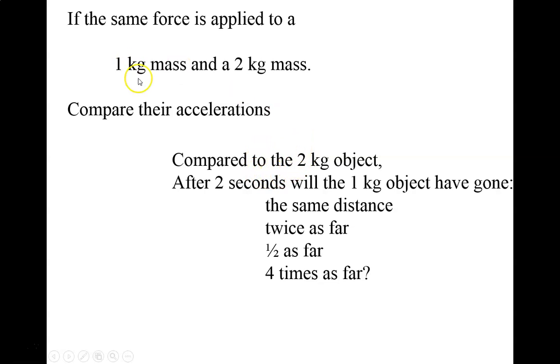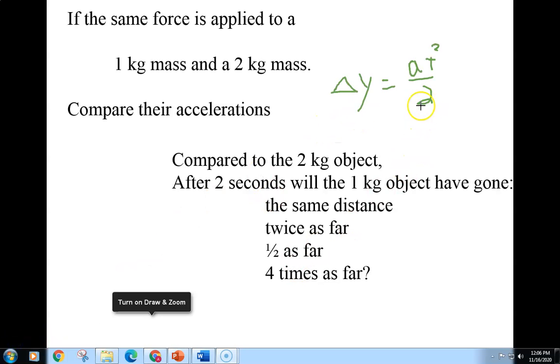After 1 second, the 1 kilogram mass will have gone how many times as far? The same distance, twice as far, half as far, 4 times as far. Well, if it accelerates, according to our equation, delta y equals at squared over 2. If I double the acceleration, if I double the a, I'm going to double this whole quantity. So that means that the 1 kilogram object will have traveled twice as far, not 4 times as far, because we're not doubling the time, we're doubling the acceleration.